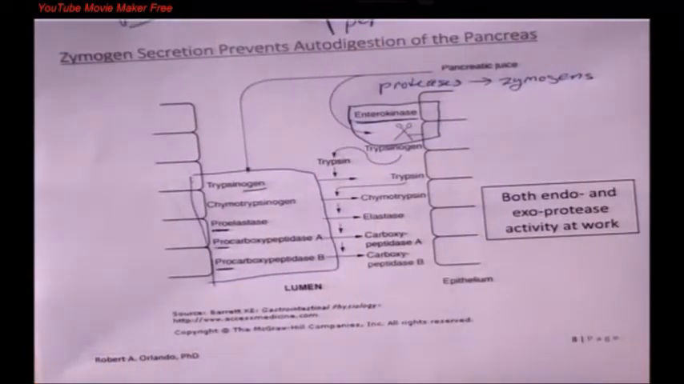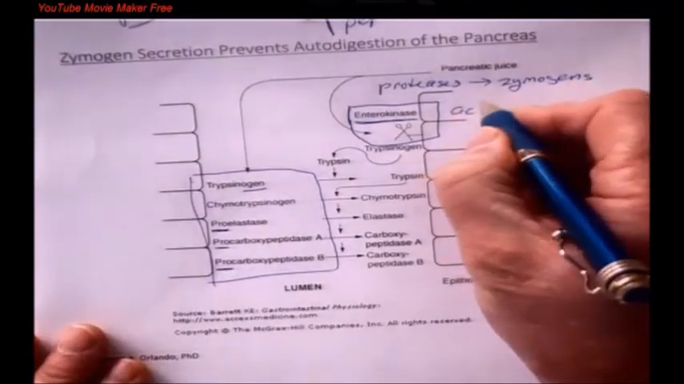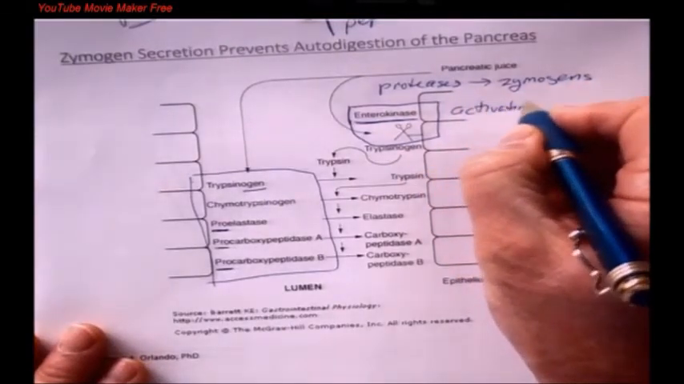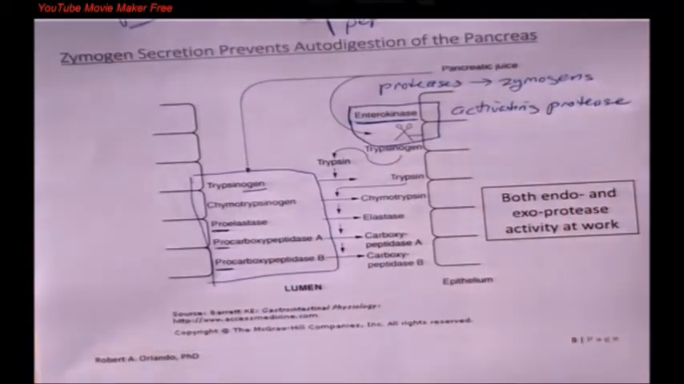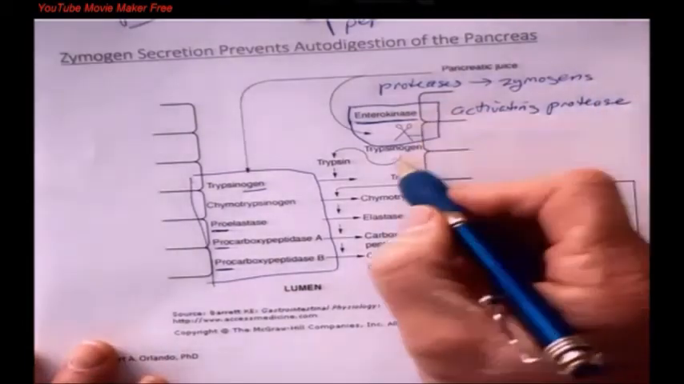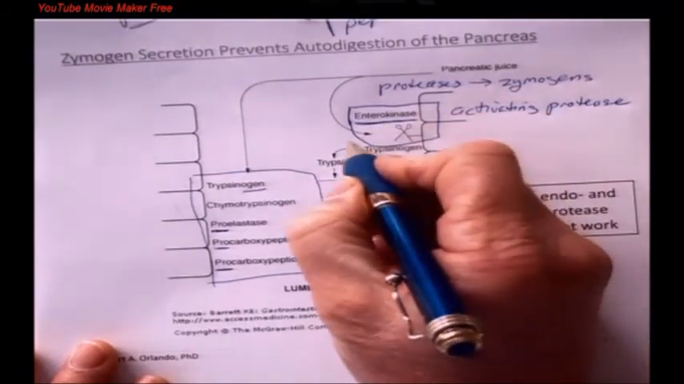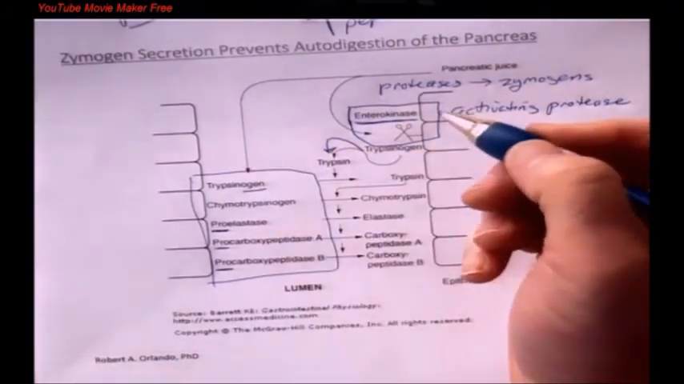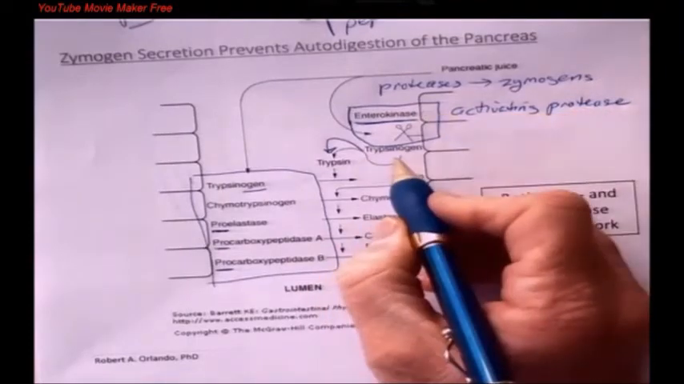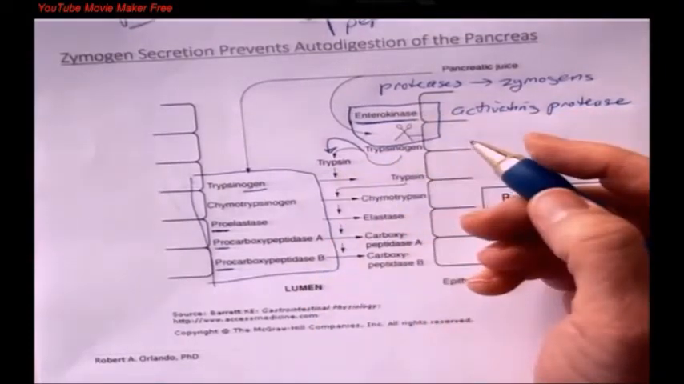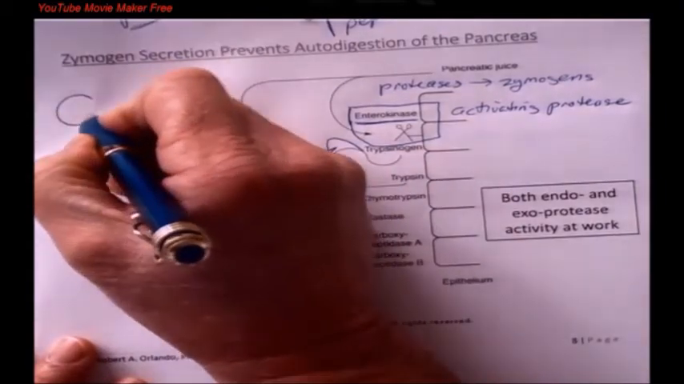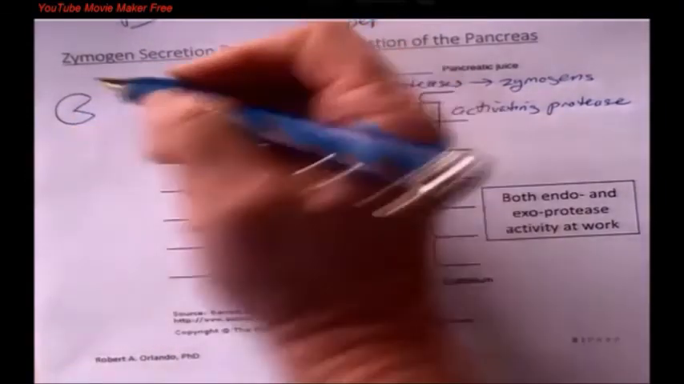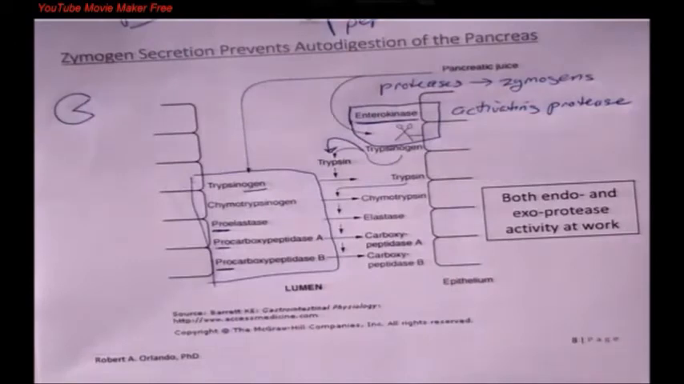So enterokinase is an activating protease. What enterokinase is going to do is it's going to take trypsinogen and it's going to activate it by enzymatic cleavage of the trypsinogen to active trypsin. So the activation is very simple. I like drawing enzymes as Pac-Man, or Pac-Lady, Miss Pac-Man. Gotta be gender neutral with Pac-Man.